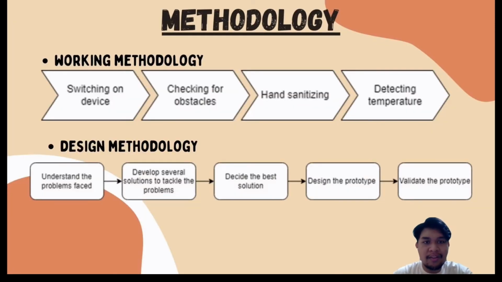Okay, so for the methodology, the first one is the working methodology. First, we switch on the device, check for obstacles, then sanitize the hands, and then detect the temperature. For the design methodology, the first step is to understand the problem faced. The next is to develop several solutions to tackle the problems, then decide on the best solution, then design the prototype, and lastly validate the prototype.